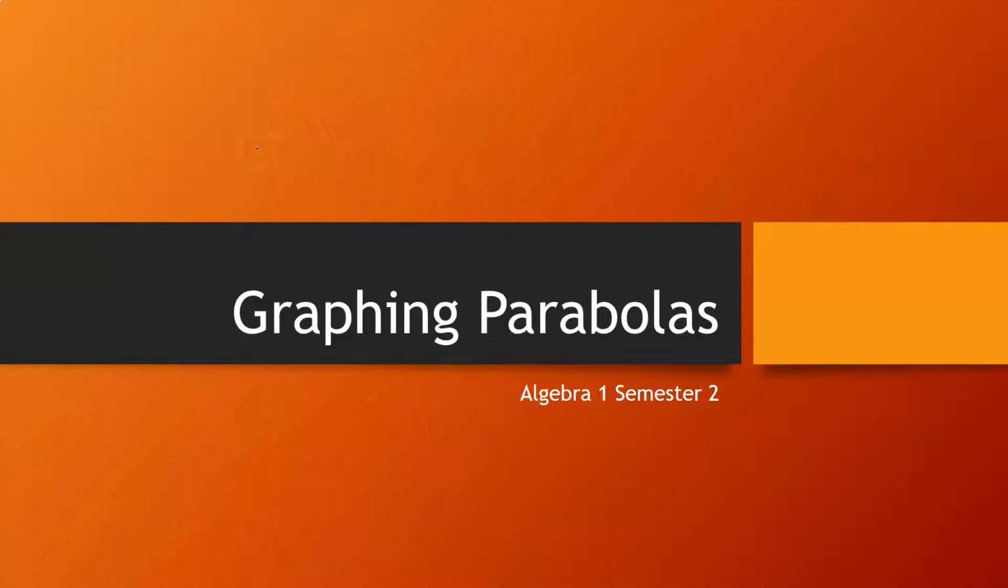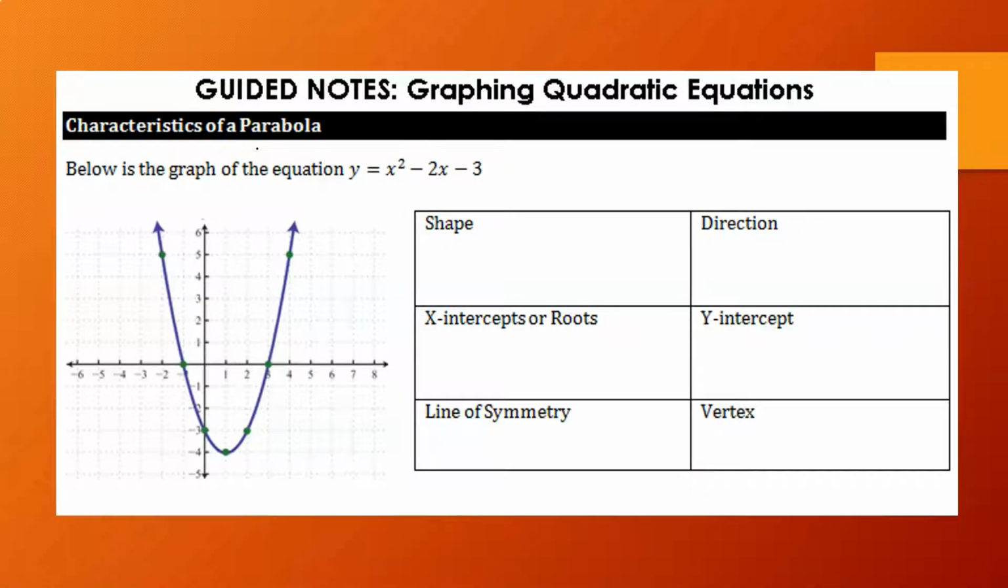Today's lesson is on graphing parabolas. First, let's talk about some features of a parabola. A parabola is just something that's shaped like a curve. It is not a straight line. It only has one curve. The direction can either be up or down.